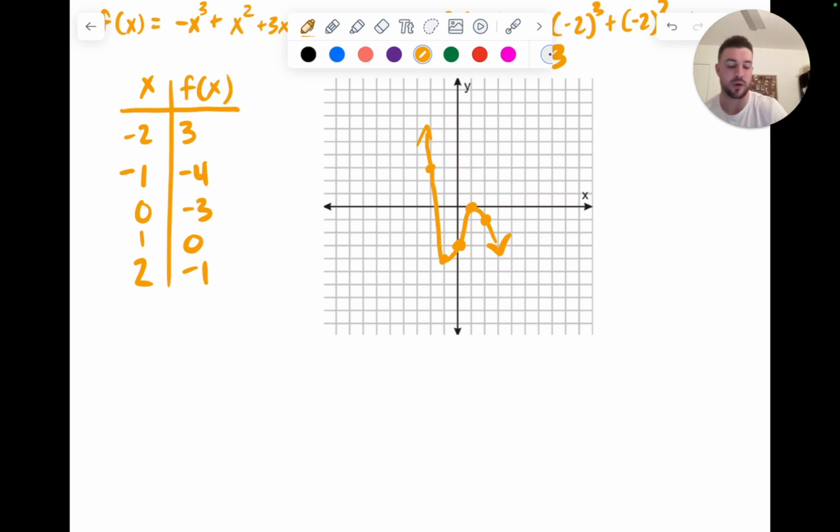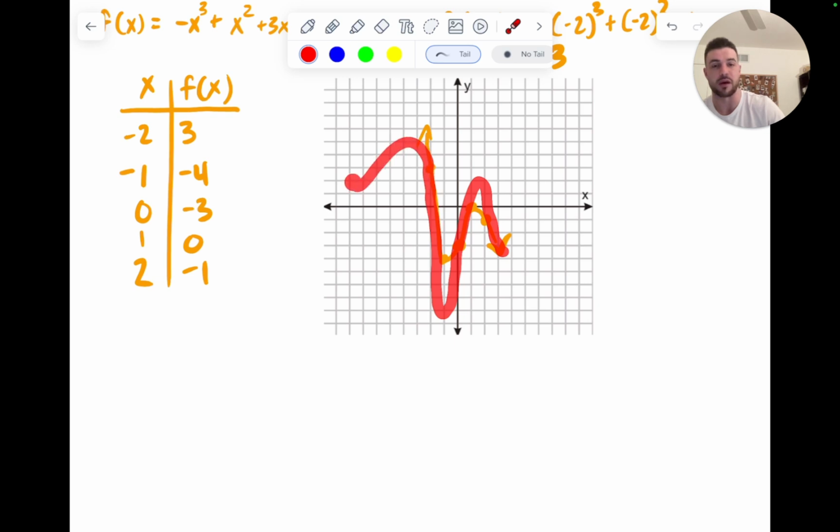Now, it might not be perfect. We might actually go through the x-axis and then back down through here and go lower and then back up, and there might be other curves. We don't have all of that information at the moment, so this is why we call it a sketch. It's a rough estimate and idea of what it should look like.